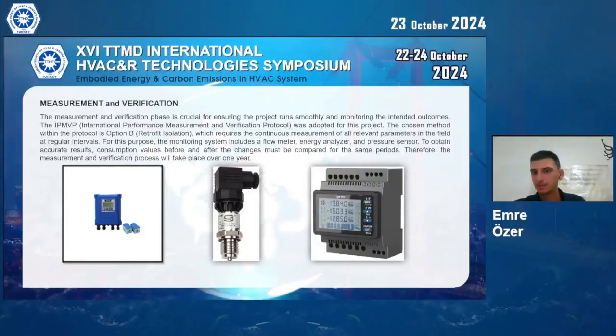makes this the solution. For this purpose, a flow meter, energy analyzer, and pressure sensors were added to the system. Also, to obtain accurate results, consumption values before and after the change must be compared for the same periods. Therefore, the measurement and verification process will take place over 1 year. But for now, we only have a few months of data, so we are going to make some assumptions in our later calculations.